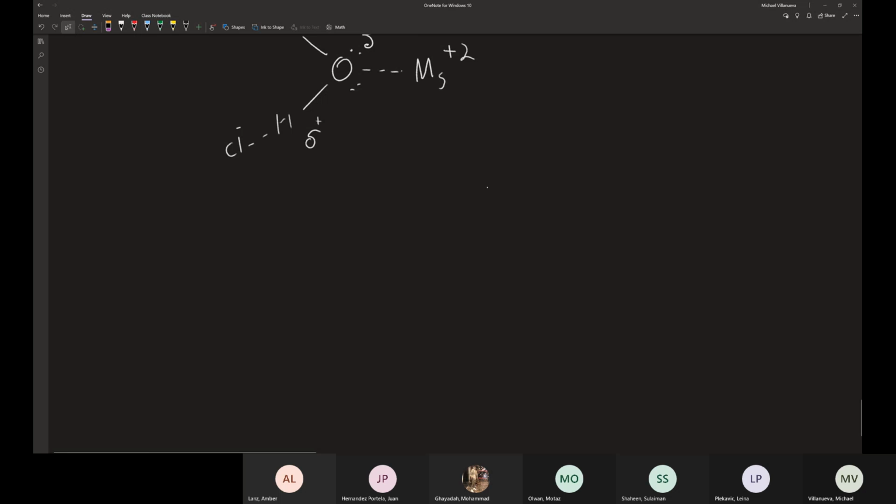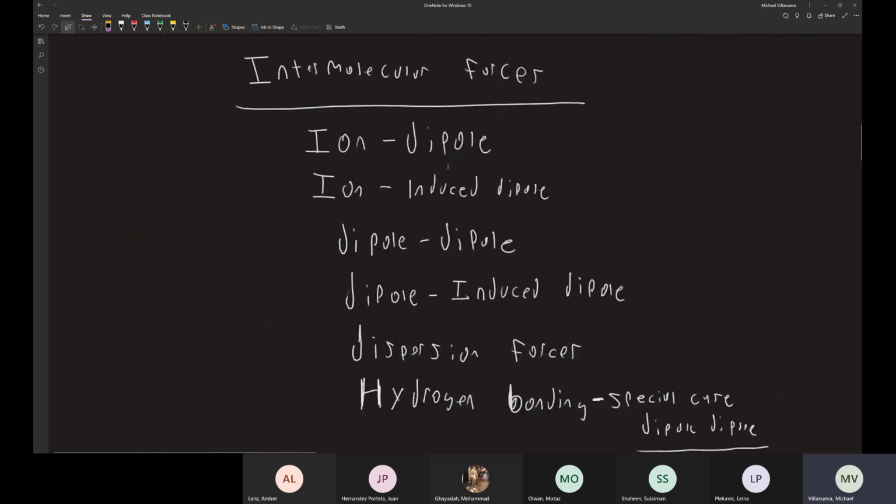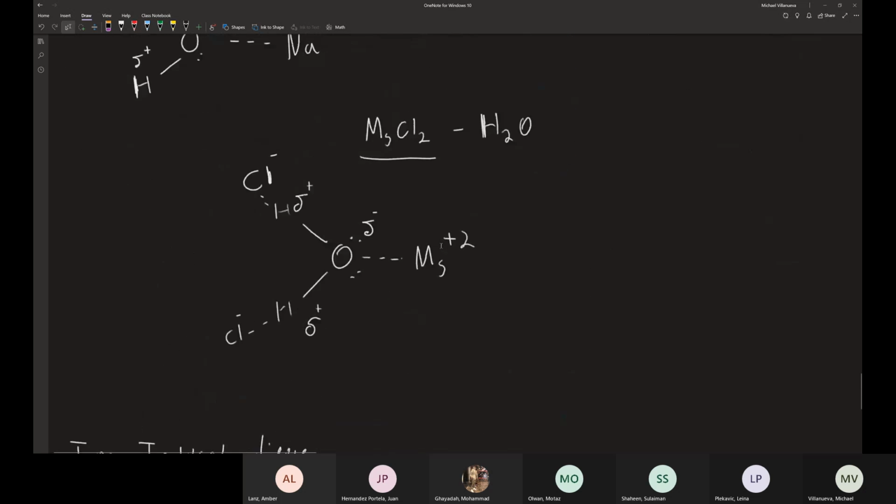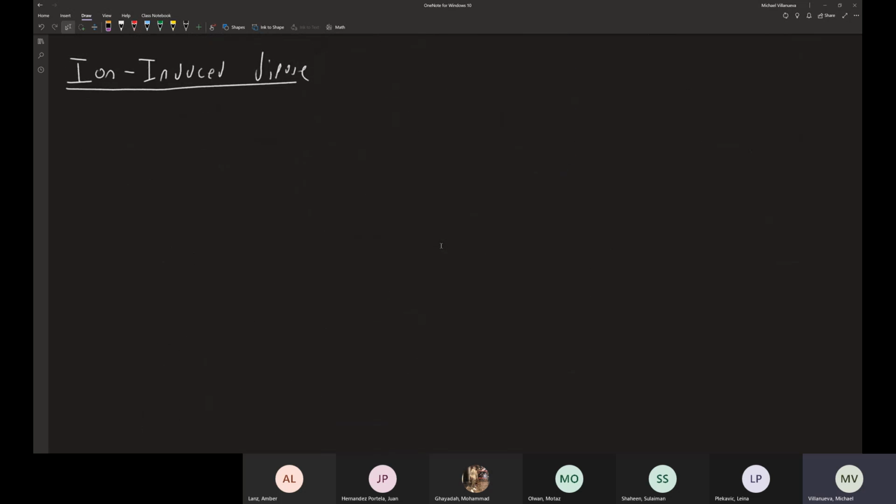Lastly, or not lastly, let's talk about ion-induced dipole. It might be lastly. Did I hit them all? I think I talked about them all so far: ion-dipole, dipole-dipole, dipole-induced dipole. Oh, dispersion forces. So, ion-induced dipole, exactly the same as dipole-induced dipole. So, let's say we have a molecule like, again, sodium chloride, and we're going to add it to O2. And exactly the same as our previous example.